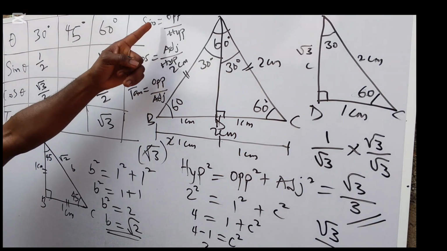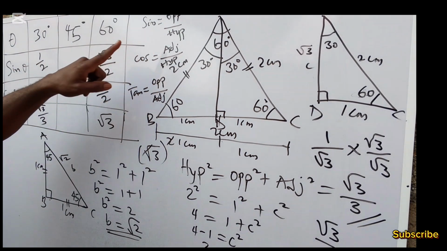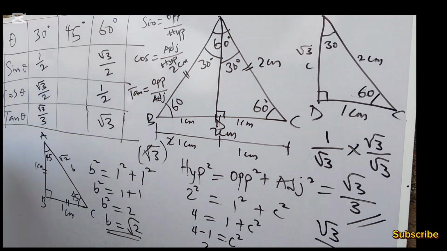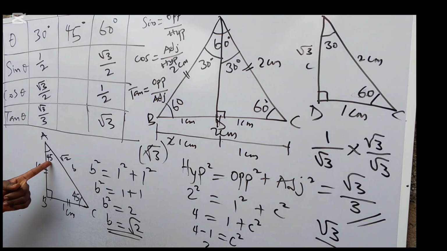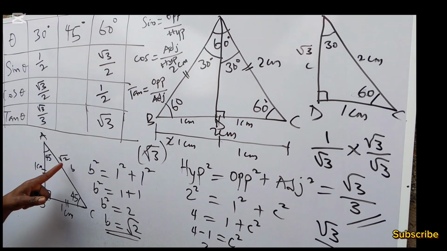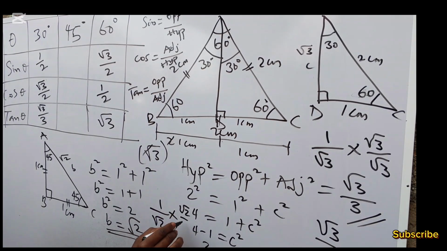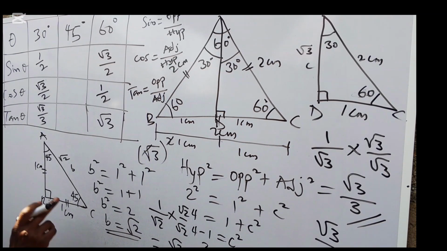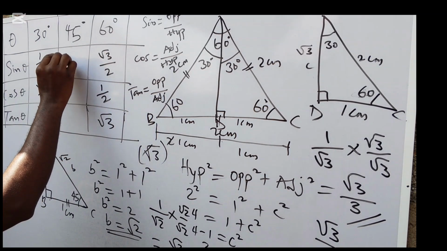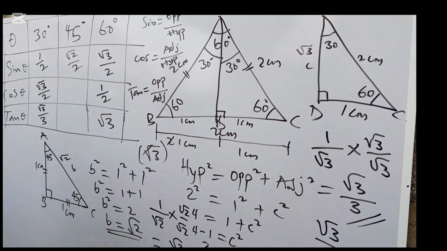Same thing, sine is opposite over hypotenuse. So sine 45 will be opposite over hypotenuse. Opposite, any of them can be our 45. So if we are taking this opposite, which is 1, over hypotenuse, root 2, that's 1 over root 2. You also rationalize, times root 2 over root 2. And that will give you what? Root 2 over 2. So sine 45 is root 2 over 2.